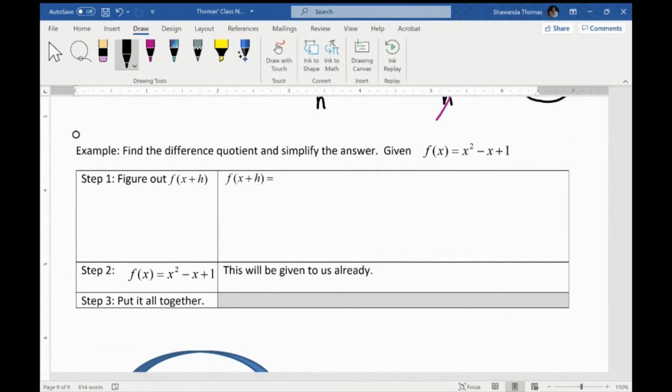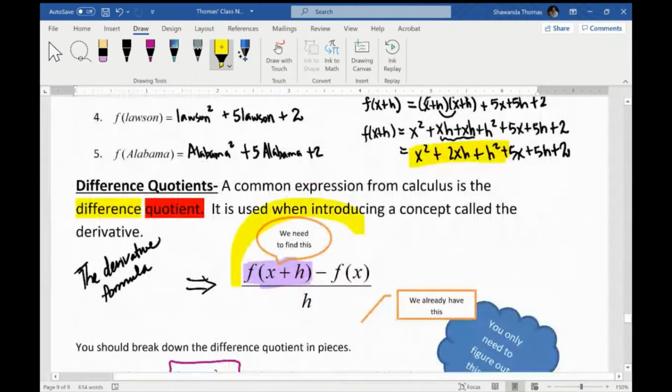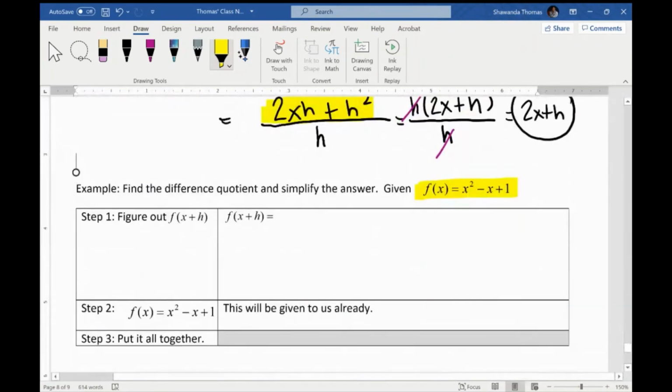Find the difference quotient and simplify your answer, given a new function this time, f of x equals x squared minus x plus 1. Again, this is the formula right here. So we need to figure out a couple things. What is f of x plus h? It's right here. And then we plug everything else in, and then we simplify in the end. The hardest part I try to tackle first, which is what is f of x plus h, given that f of x equals this.